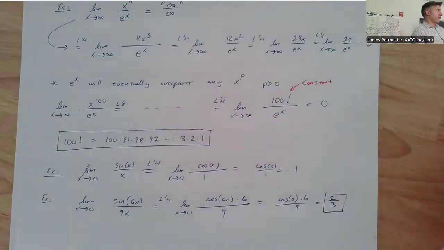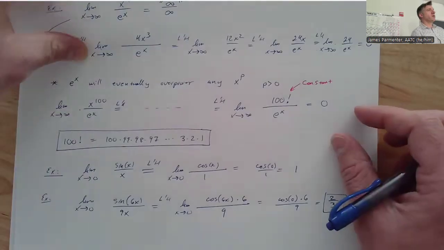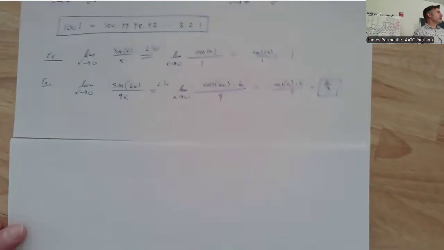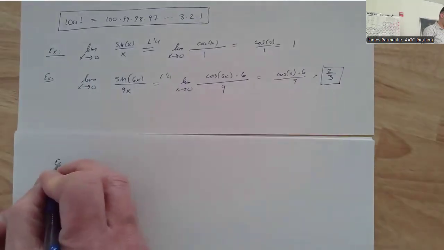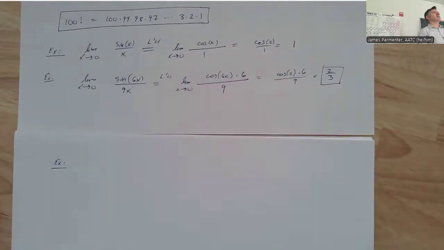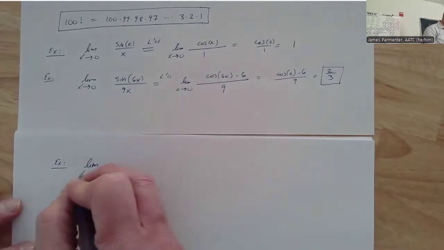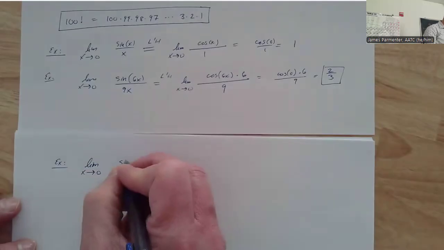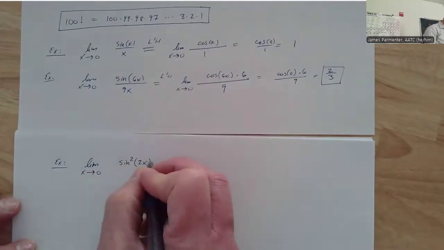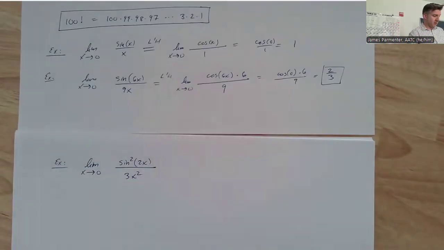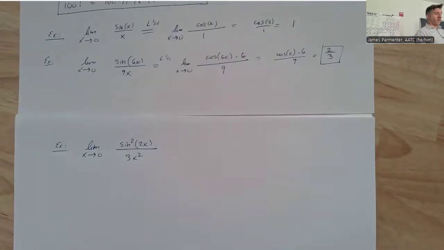A warning. L'Hopital's rule is a very powerful tool. Sometimes it's still not the best tool to use. For example, let's make it medium terrible. Let's say we had the limit as x goes to 0 of sine squared of 2x over 3x squared, which is definitely a 0 over 0 type.